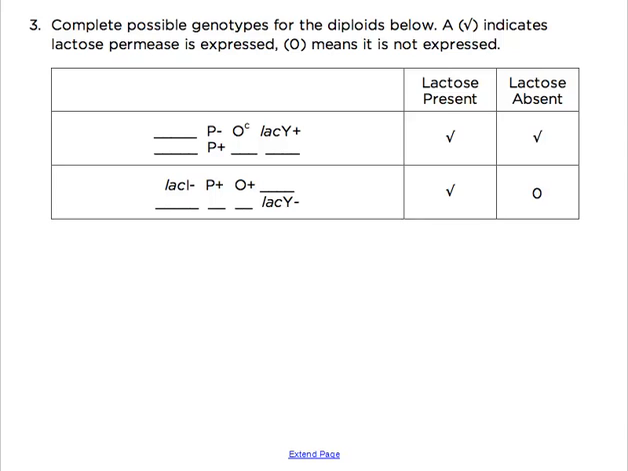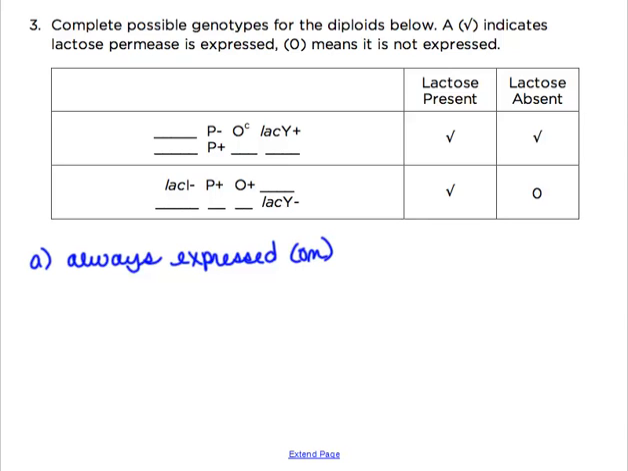Problem 3. Complete possible genotypes for the diploids below. A check indicates lactose permease is expressed. 0 means it is not expressed. So let's look at this first diploid. On the right, lactose permease is expressed regardless of lactose levels. Even if it's present or absent, it is expressed. So the phenotype for A is always expressed, or always, the operon is always on.